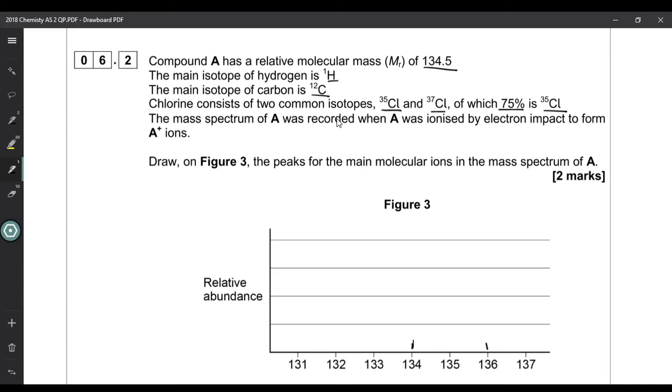But because 75% is Cl35, that leaves 25% for the Cl37, so we know that the relative abundance is going to be 3 times as much of the 134 as the 136. So if we draw a line there that's 3 segments big and a line there that's 1 segment big, that takes into account the relative abundance of each.